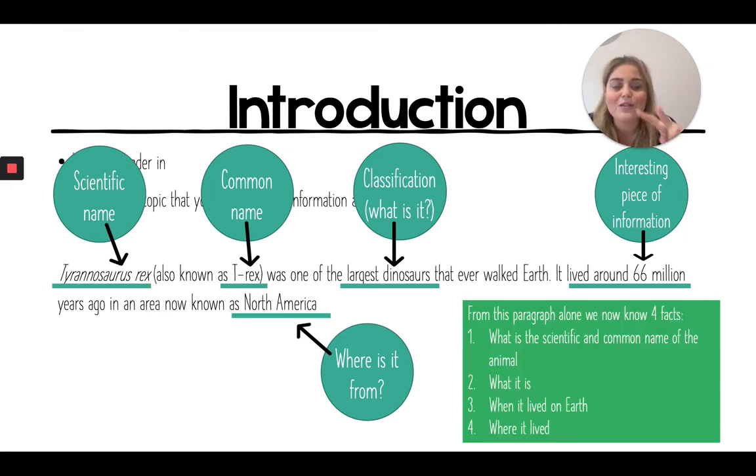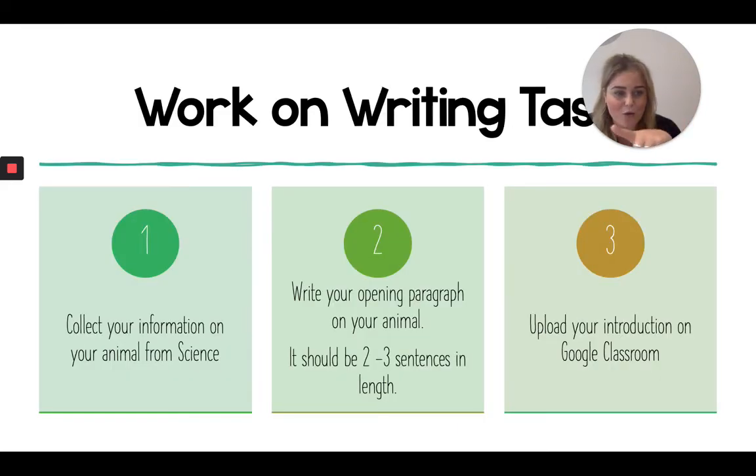So from these two sentences, we have been given 4 pieces of information. We've been given the scientific and common name of the animal, what it is, when it lived on Earth, and where it lived on Earth. So it's hooked our reader in because it hasn't given away much else than that, but it's told the reader what it is that we're going to be writing about. So today, you are going to be doing that for your animal that you have been researching about. You are going to take your information that you wrote in your science book, and you're going to write your opening paragraph about your animal. It should be 2 to 3 sentences in length, and then you need to upload that onto Google Classroom.